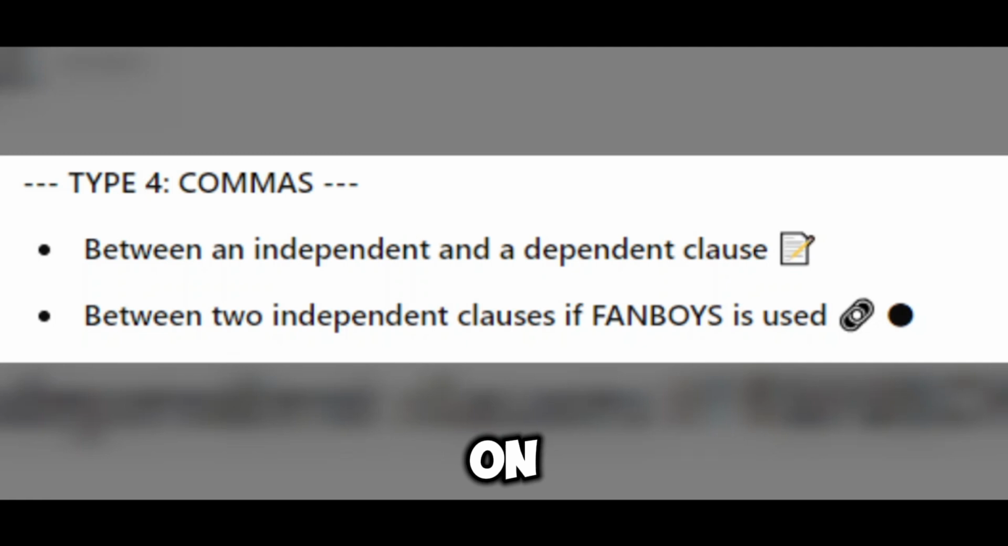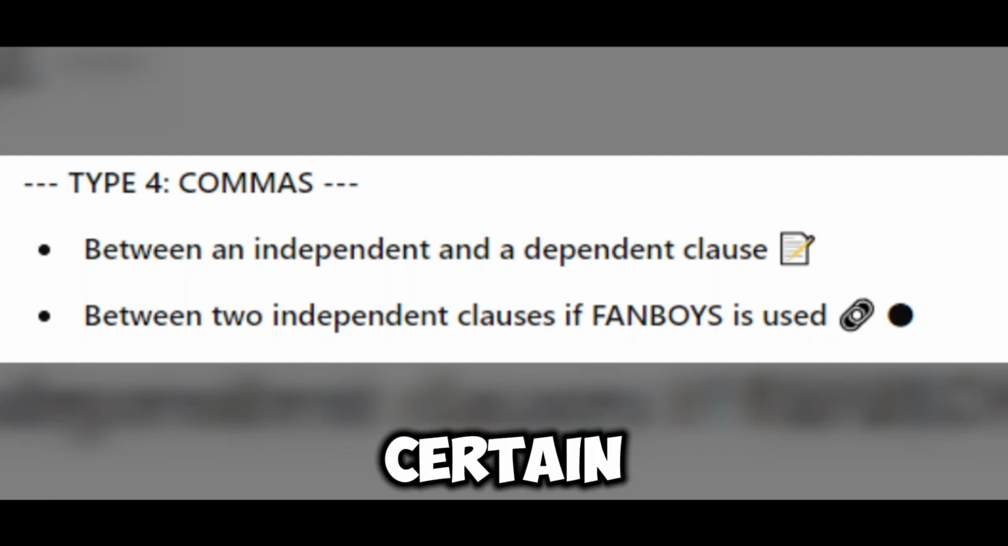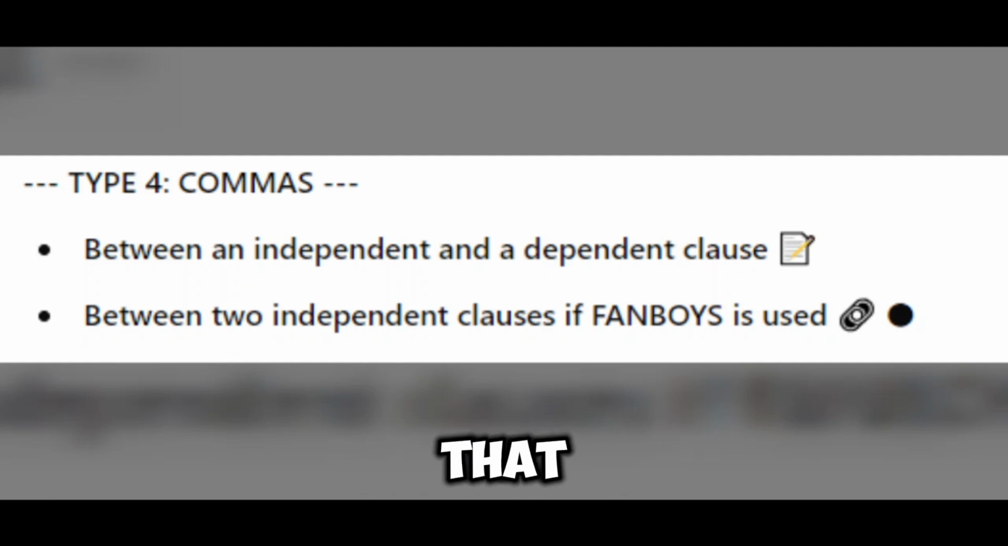Okay, moving on, another scenario where a comma is used is between two independent clauses. However, there's a certain condition. The condition is that FANBOYS must be used between those independent clauses along with a comma. What is FANBOYS? FANBOYS is an acronym for: for, and, nor, but, or, yet, so. So this is an acronym to remember it.